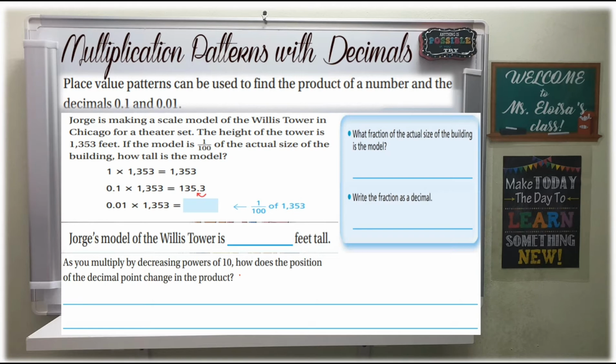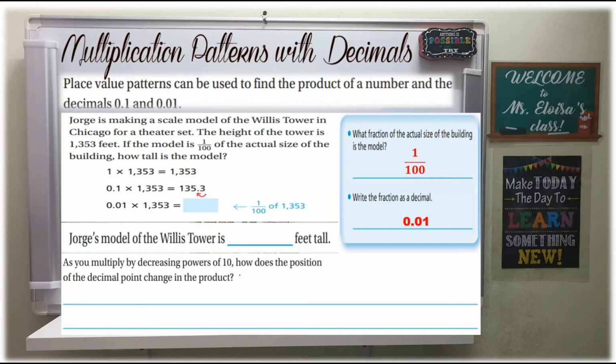Before we answer, let us first answer the questions in the blue box. What fraction of the actual size of the building is the model? That's right, it's 1 over 100. Write this fraction as a decimal. So 1 over 100 as a decimal is written as 0.01. So our pattern will be 1 times 1,353 equals 1,353.